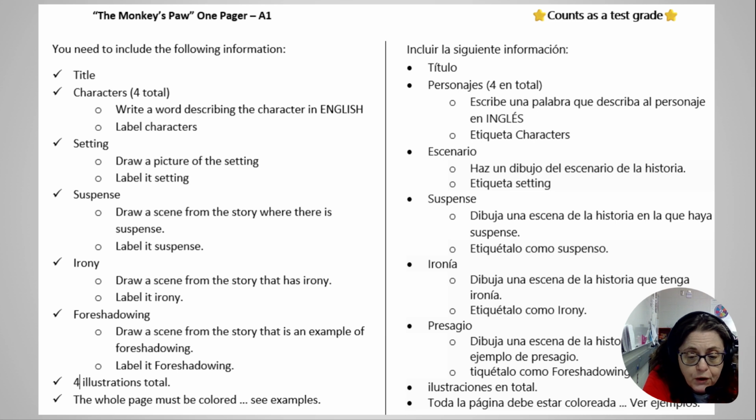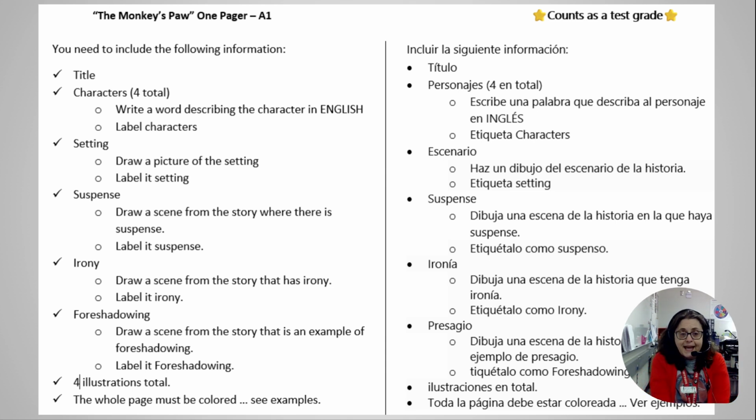All right, so these are the directions at the top of the paper. Basically, you need to make sure you have a title. You have the 4 characters in the story. Remember, those are Mr. White, Mrs. White, Herbert, and the Sergeant Major Morris. Those are the 4 characters. So you write one word that describes each character in English. Now, if you don't know the word that you're trying to think of, you can use Google Translate, and then you need to label it characters.